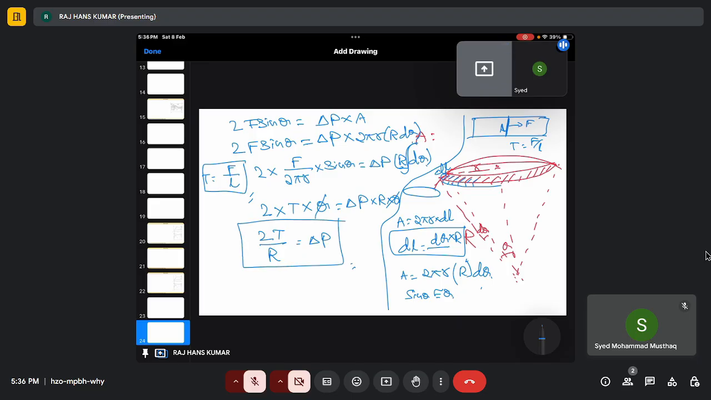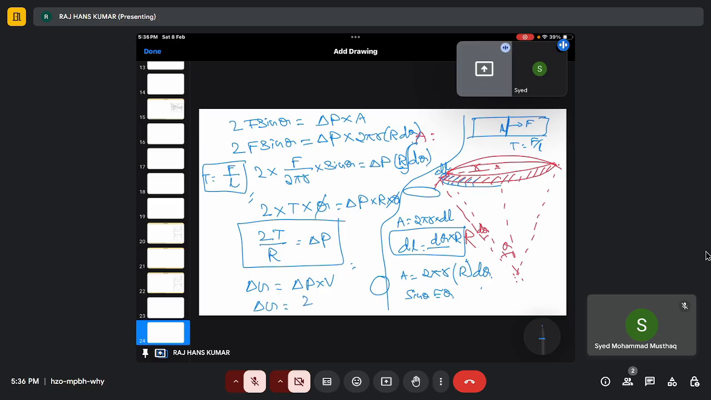Right? So this is how we derive that. Now, what is my pressure? The excess free energy change due to the excess pressure will be equal to delta p cross v, right? So v is the volume of the bubble. Okay.